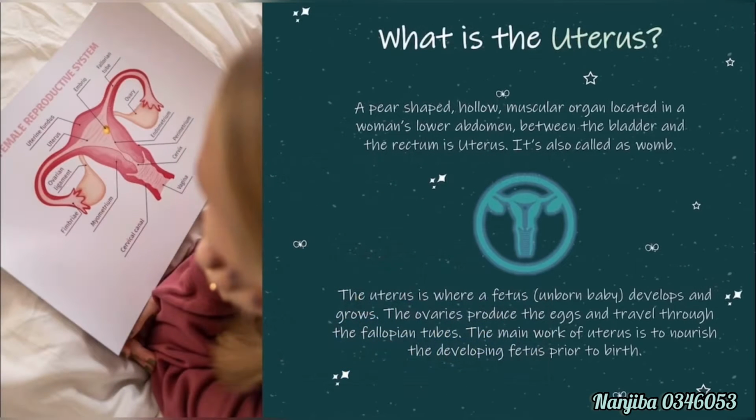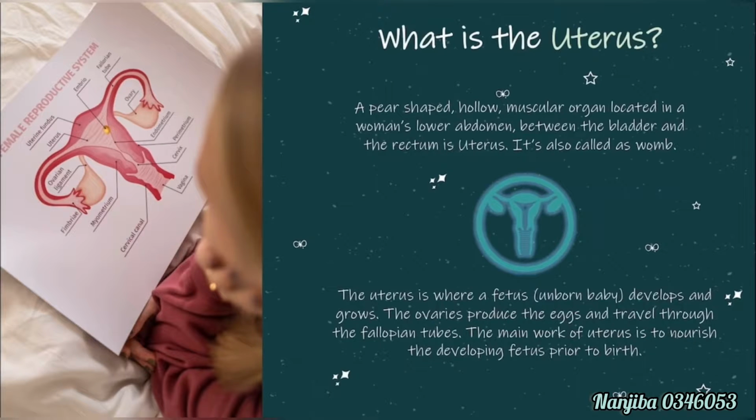What is uterus? A pear-shaped, hollow muscular organ located in a woman's lower abdomen between the bladder and the rectum is uterus. It is also called the womb. The uterus is joined to the vagina by the cervix, which is called the neck of the womb. The uterus is where the fetus develops and grows.